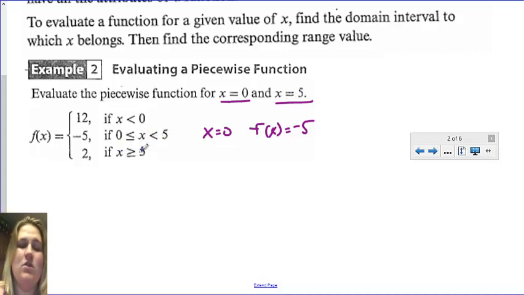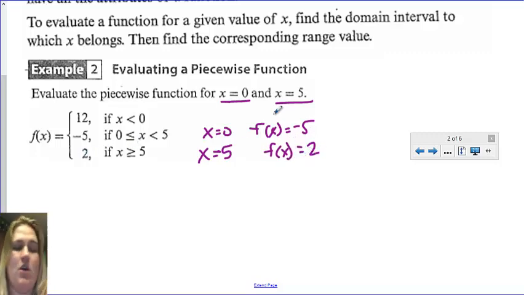And whenever x is 5, equal to 5, this is if x is less than 5. X is equal to or greater than 5 here. So when x is equal to 5, f of x is equal to that too. Okay? So that's it. Which in this case we could plug in our 0 here and our 5 here. So f of 0 is -5, f of 5 is 2.